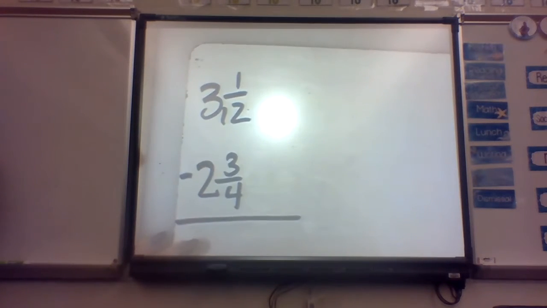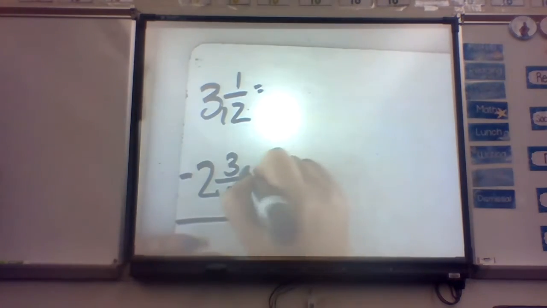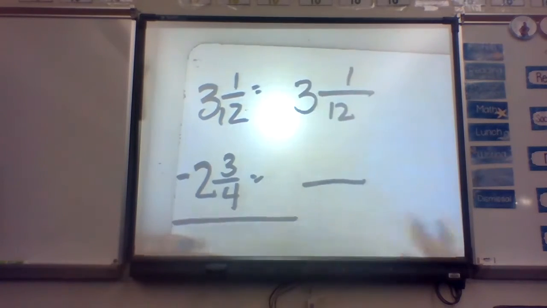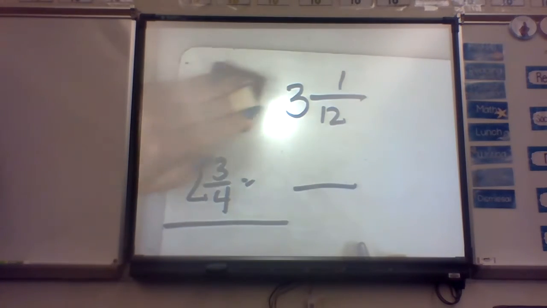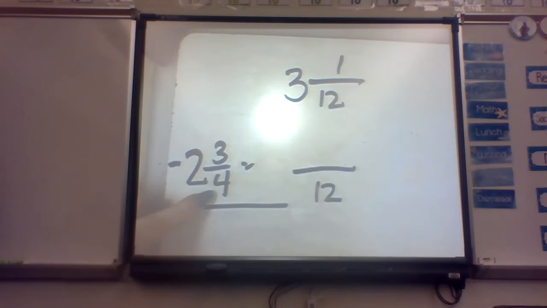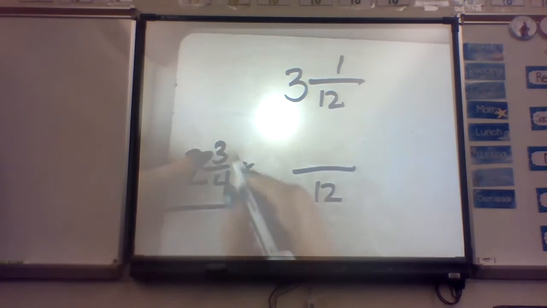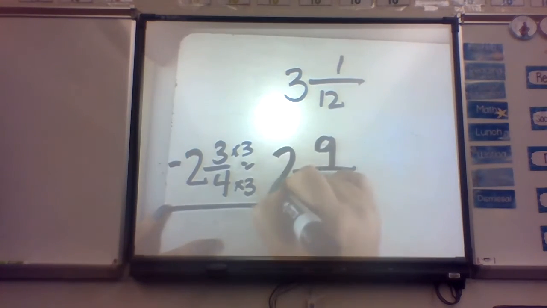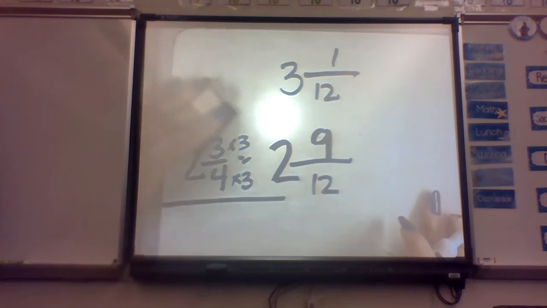Okay. Do I have a common denominator? No. What is my common denominator of 12 and 4? 12. So the first fraction just gets to stay the same. I'll erase my old one. How can I go from 4 to 12? 4 times 3. Okay. So I need to do that to the top. What's 3 times 3? 9. 9. Don't forget your whole number.